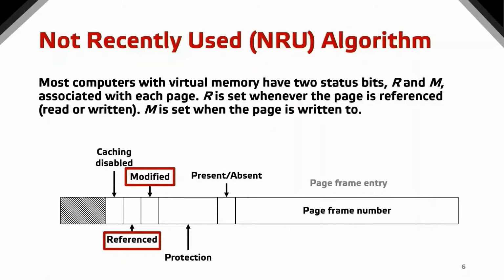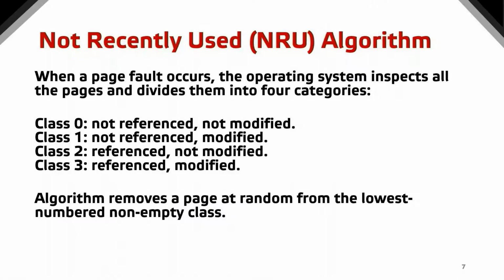Let's now look at the not recently used algorithm. As you remember from the last chapter, each page has its own R and M bits. The main idea of this algorithm is to divide all pages into classes depending on these bits. The algorithm removes a page at random from the lowest numbered non-empty class.